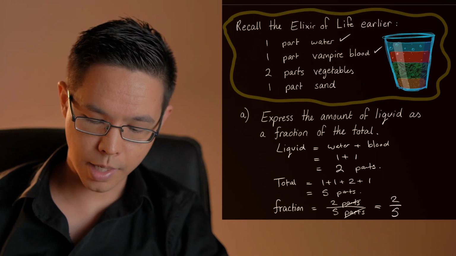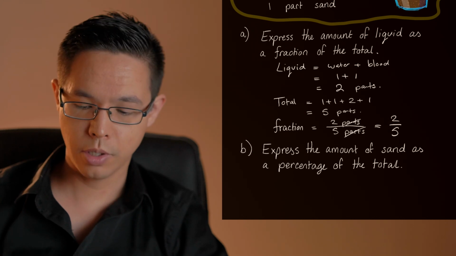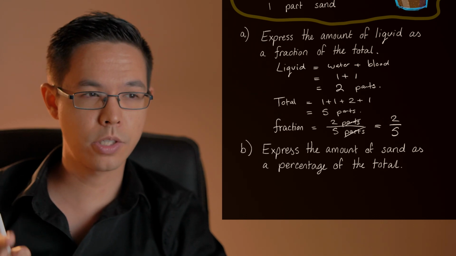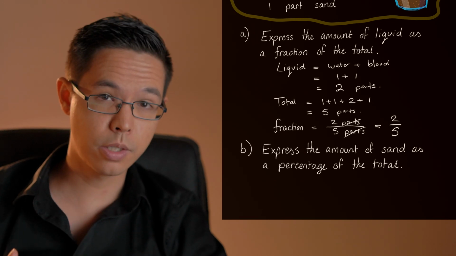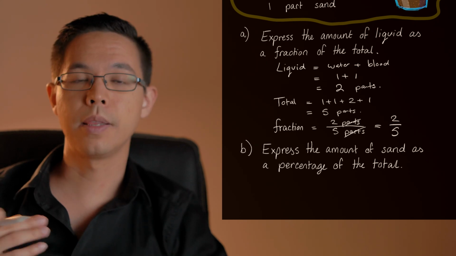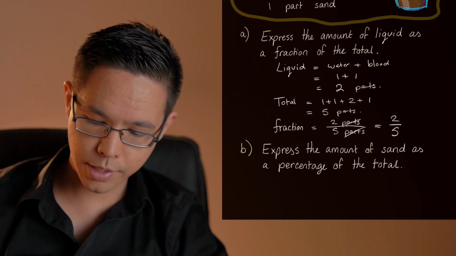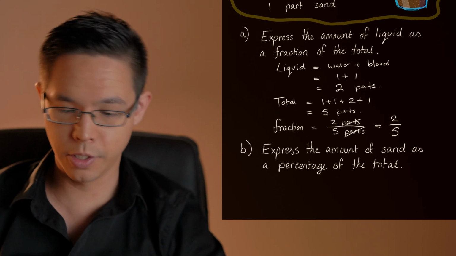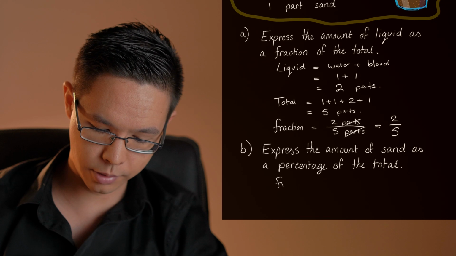The next example down here is to express the amount of sand as a percentage of the total. So again, like I suggested in the previous worked example, if you have to calculate a percentage, it's almost always advisable to convert to fraction first and then convert the fraction into a percentage. So here we go. Find the fraction. Need to figure out how many parts of sand versus the total. I've already calculated the total to be 5, so I just go straight into fraction.